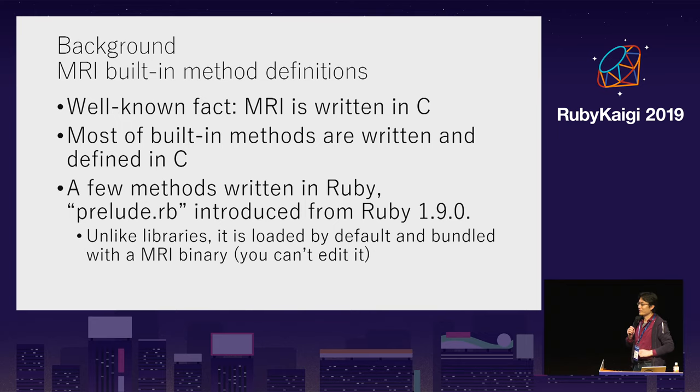So let's talk about my presentation. At first, I want to show you our background. Ruby MRI means Matz Ruby Interpreter. MRI is written in C, so many C programmers join to develop MRI. Most built-in methods, such as String methods or Array methods, are defined and implemented in C. A few methods are written in Ruby, but in most cases we don't use this feature.